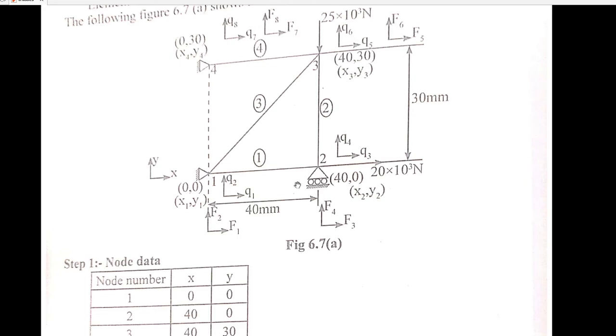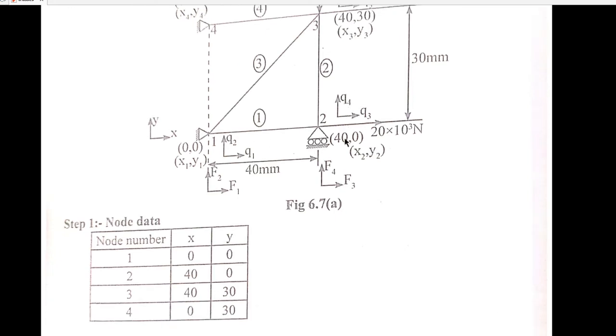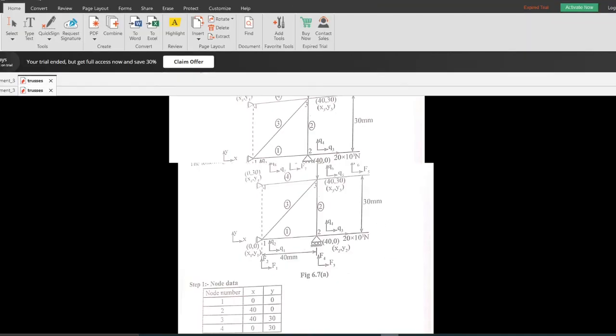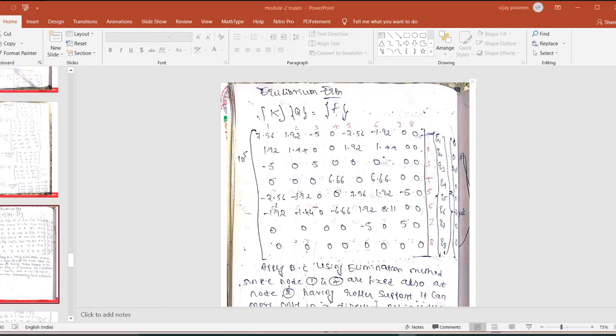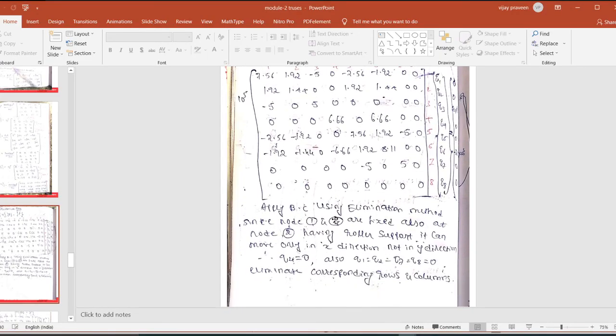Roller support, keep this in mind. In what direction can it freely move? Horizontal. Therefore, which becomes 0, Q3 or Q4? Vertical, it cannot move, so Q4 becomes 0. Yes, good. So write down: apply the boundary condition using elimination method.